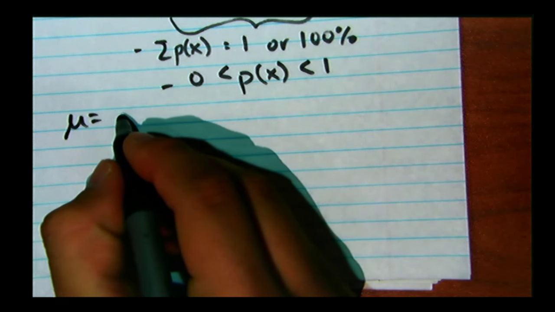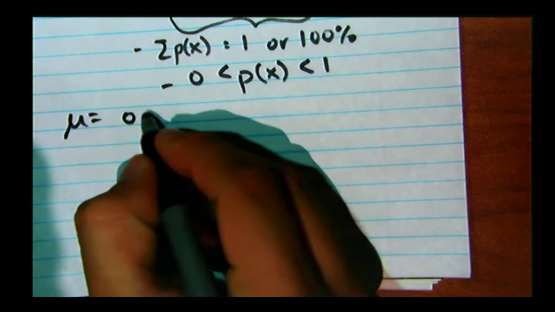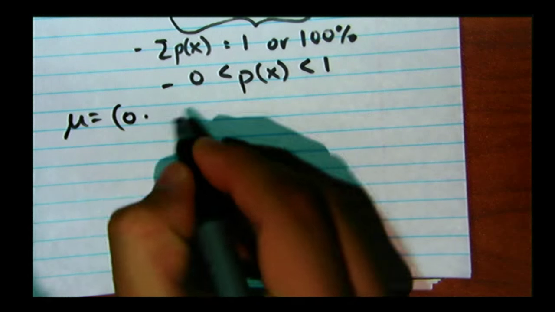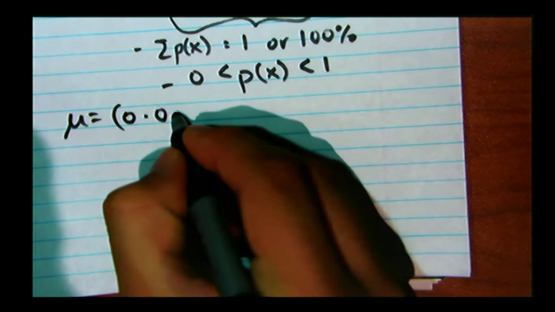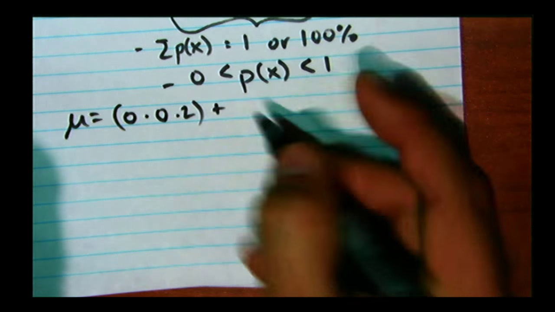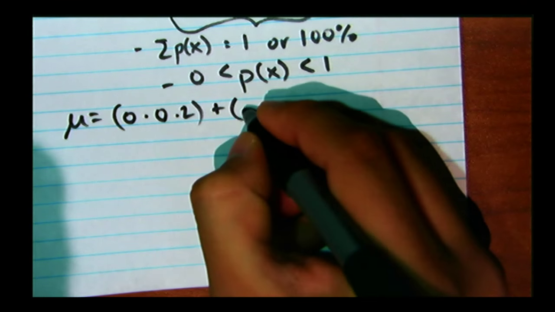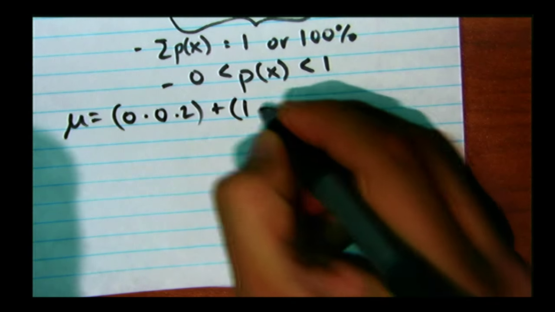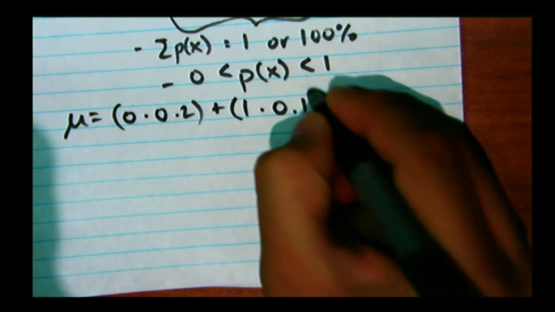Times its corresponding p of x, plus the next x value times its p of x, plus the next x value times its p of x. And that would give you your mean, whatever that comes out to be. So x p of x plus x p of x plus x p of x.